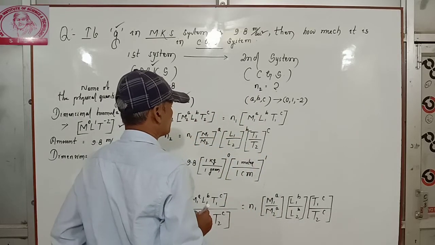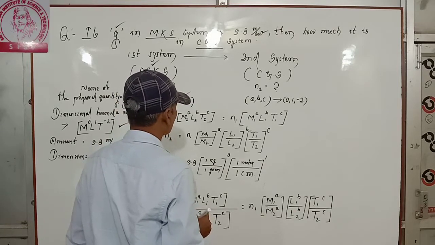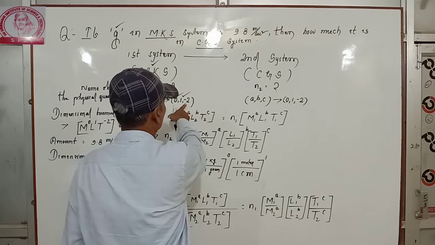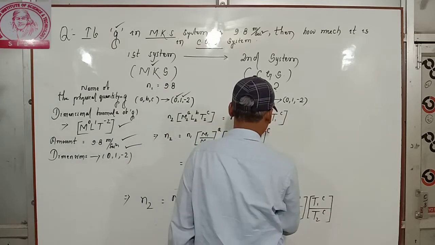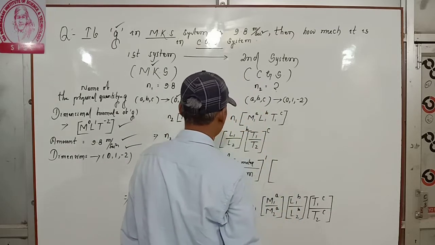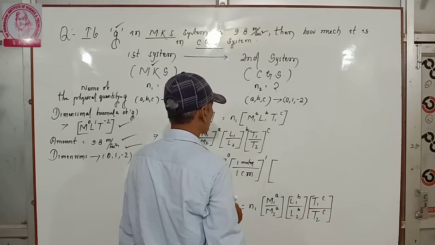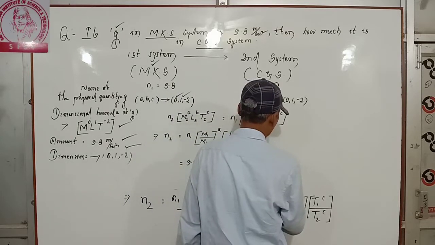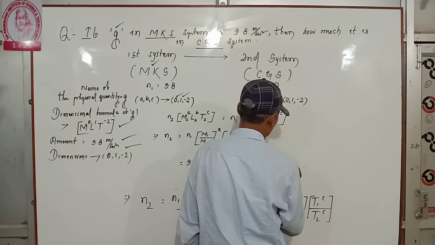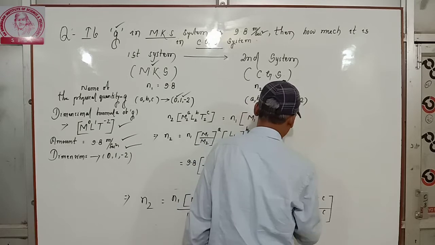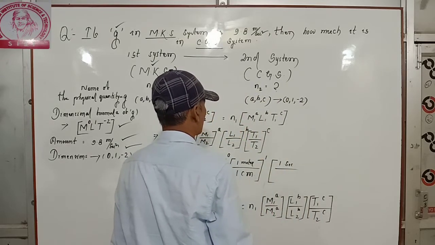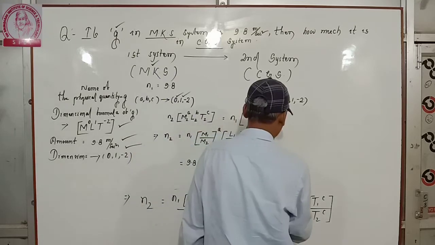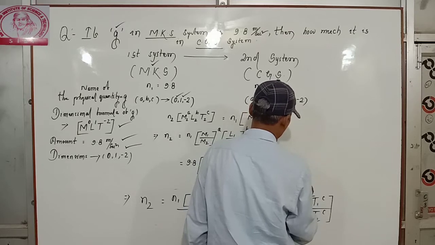Then move to the time term, minus 2. Here it is. Minus 2. So write down T1. T1 means 1 unit of time in first system, 1 second, divided by T2, 1 unit of time in second system, that is also 1 second, to the power minus 2.